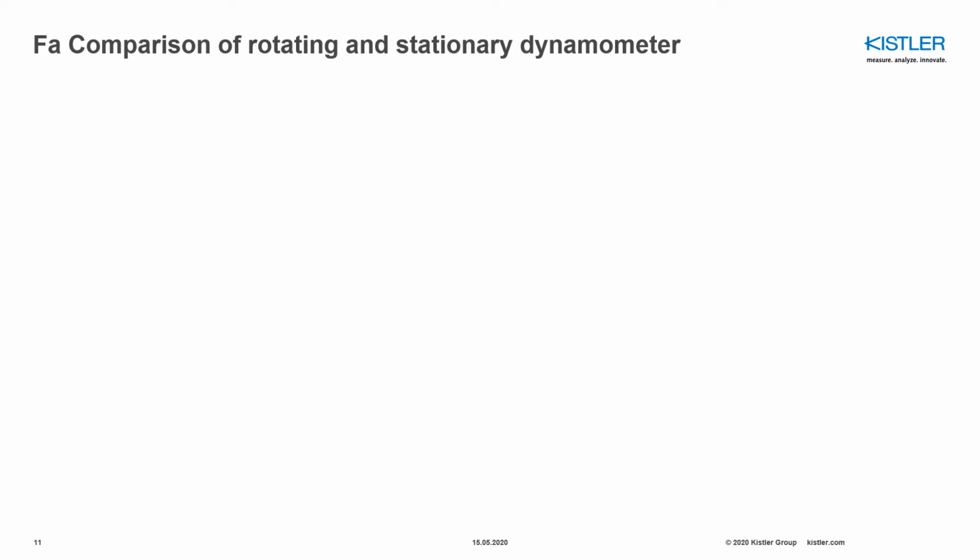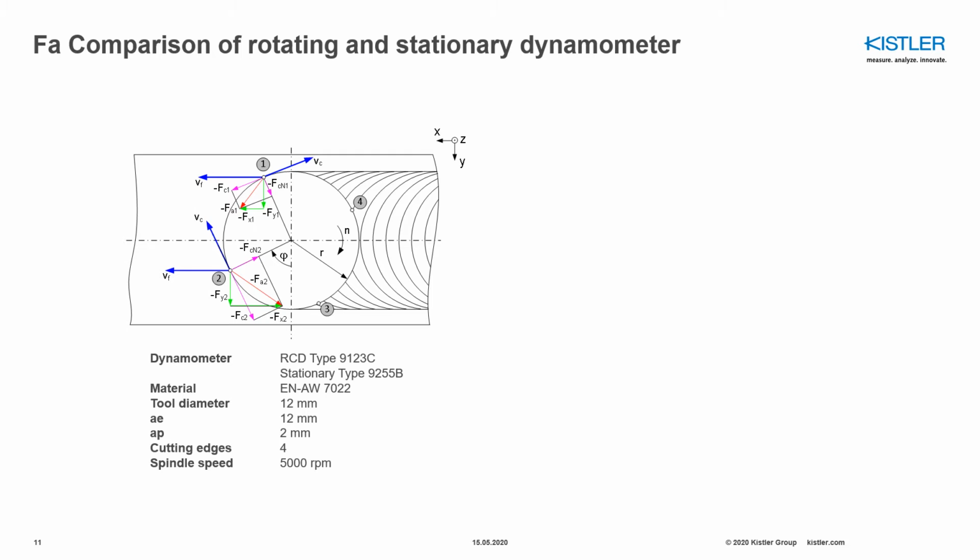Let's compare the active force, which can be calculated with the help of the force components that can be measured with the rotary dynamometer and the stationary dynamometer. Let's take the case of face milling, as you can see here, with 4 inserts located on the tool, and then you have the cutting conditions. The type of the rotary dynamometer is 9123, and the type of the stationary dynamometer is 9255.